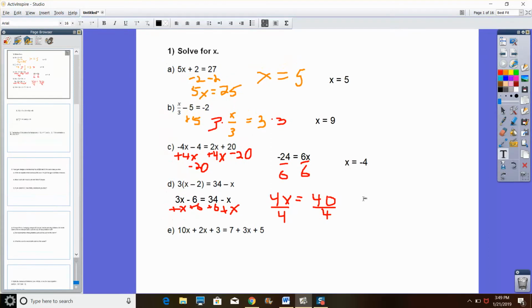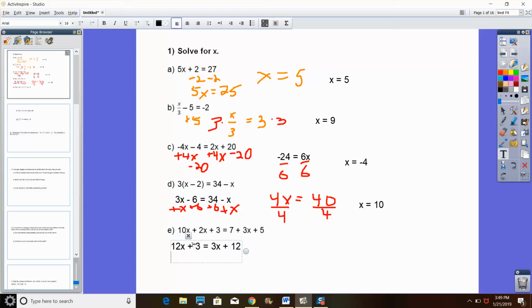And we can check these answers too, just to make sure. I'll do the last one first before we check all the answers and make sure they all work. Here on letter E, we have to combine some like terms on both sides first. So 10x plus 2x, that's 12x, and the plus 3 is by itself. And then we have 7 and 5 on the right side. We can combine those to 12, so I'll do 3x plus 12.